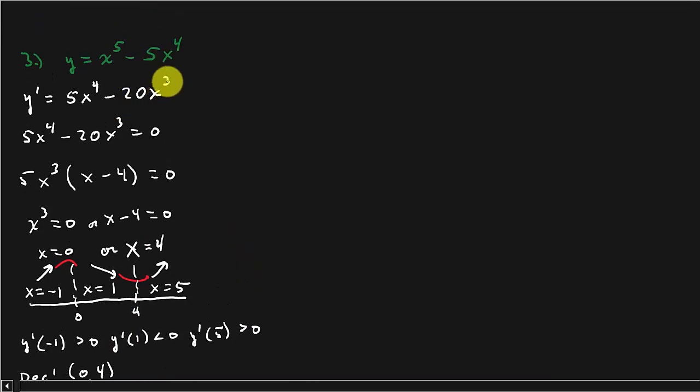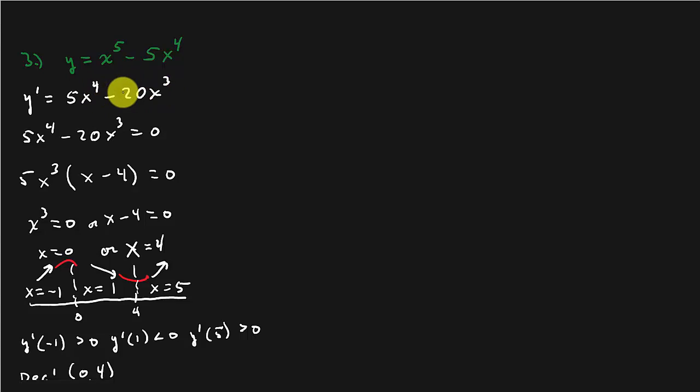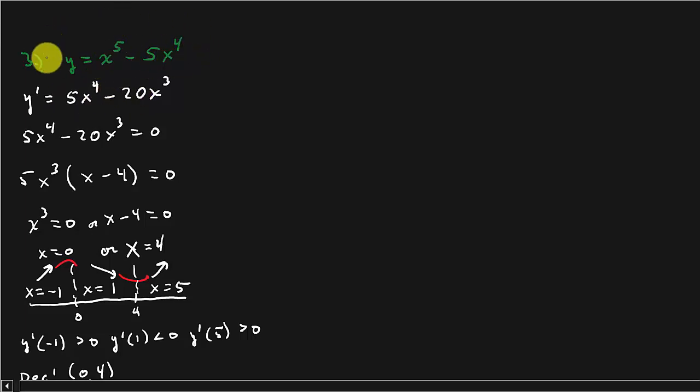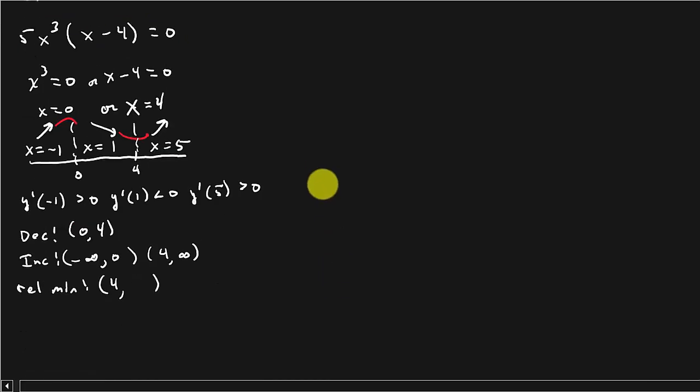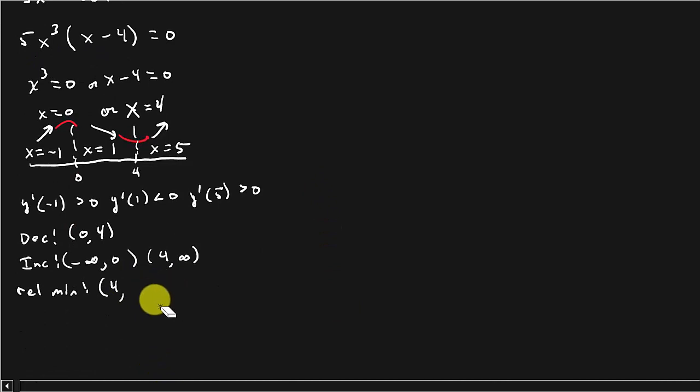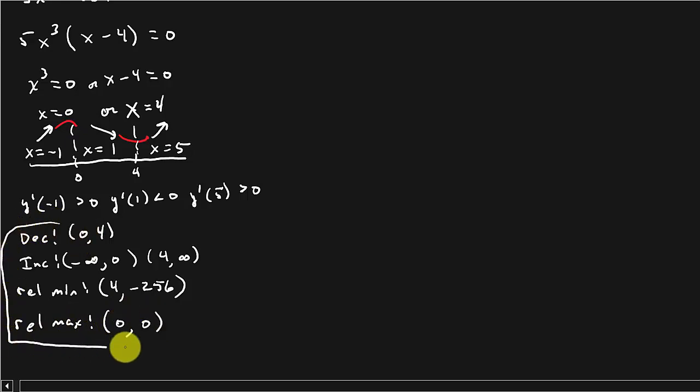All right, and then we have to plug 4 into here. So what do we get when we plug 4 into that? I'm sorry, I said here, I meant here. We got to plug 4 back into the original. And when we do that, we get -256. That's a big number. And then we have a relative max at 0. And so the relative max is at 0, 0. So there's my increasing, decreasing, relative max and min.